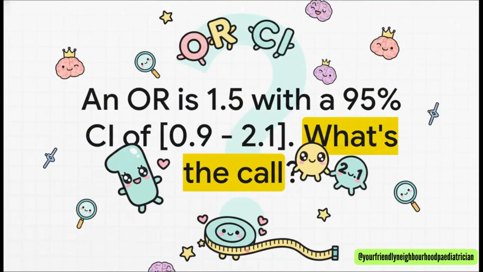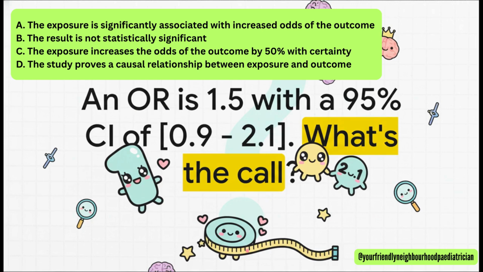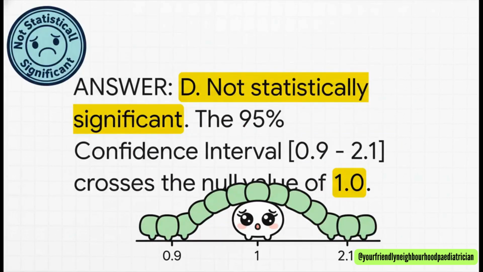Perfect. All right, for this one, all of your focus should go right to that confidence interval. The range is 0.9 to 2.1. Now, what was our magic number? Does this range cross it? The answer is D. That range goes from just under 1, 0.9, to over 1, 2.1. Because the number 1 is inside that range, we can't be sure if there's a real effect. It could just be chance. So, the result is not statistically significant.